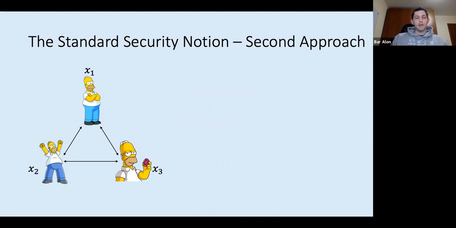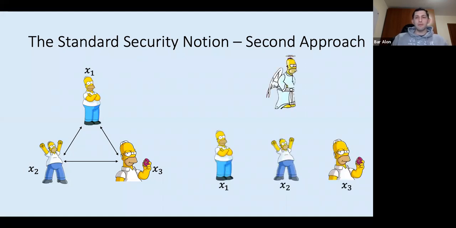In the second approach, the way we define security is using a thought experiment. So how do we do it? We imagine to ourselves the best case scenario that could ever happen to these three parties. What's the best thing that can happen? The best thing that can happen is to have someone they trust who will do the task for them. They will simply send to this trusted, uncorruptible party their inputs. This party will compute the output and then distribute it. Clearly, this is the best thing that can happen.